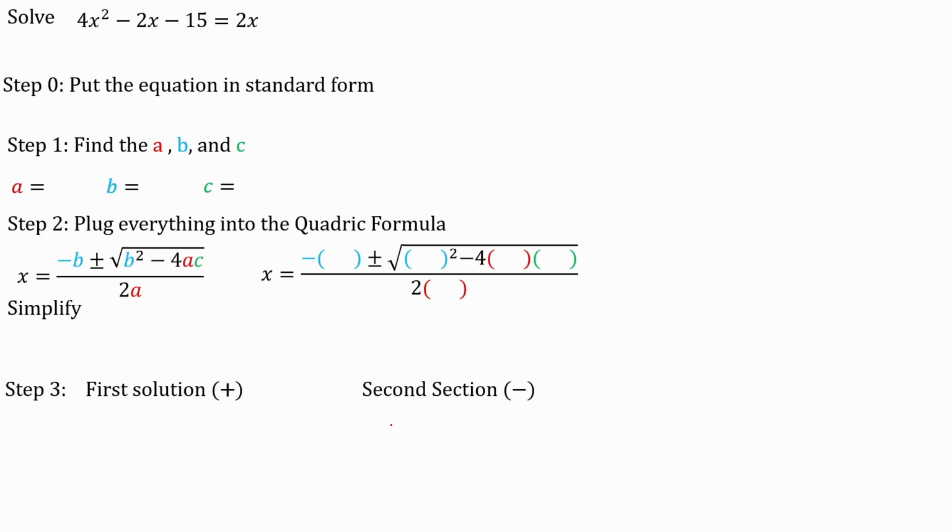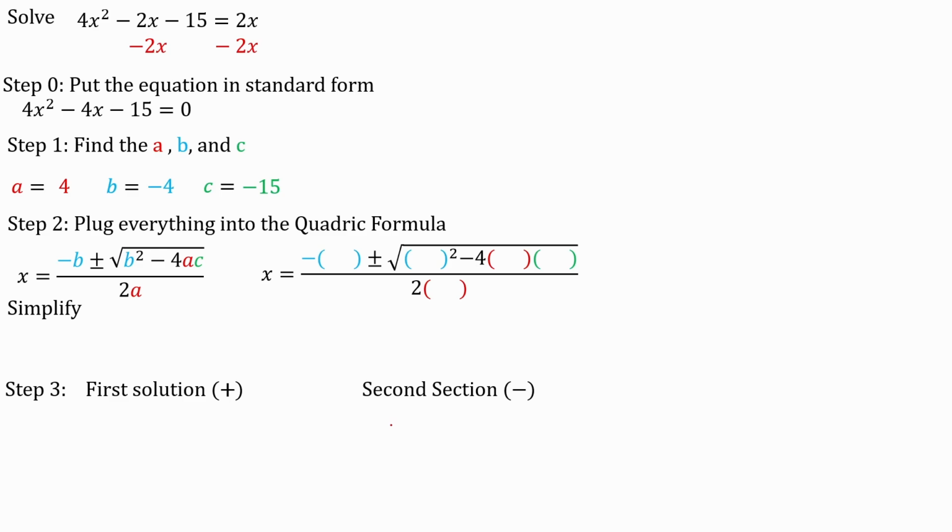Let's do the last one here. It equals 2x right now, so we have to make it equal to 0. So we subtract 2x from both sides. It does cancel, and you are left with 4x squared minus 4x minus 15 equals 0. The a is 4, the b is negative 4, and the c is negative 15. We plug it into the quadratic formula.